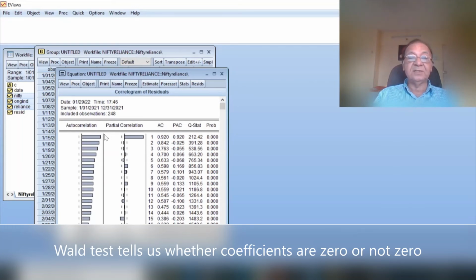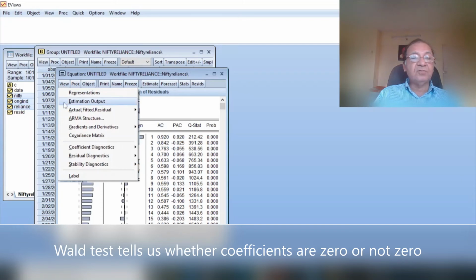Lags are statistically significant, but the important one is the first one, and later on it goes on reducing. See the autocorrelation part, the partial autocorrelation. The first one is very important because the first lag is affecting our model. Let us go to the next one.